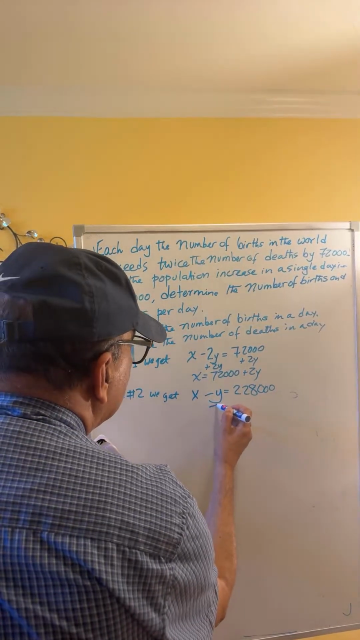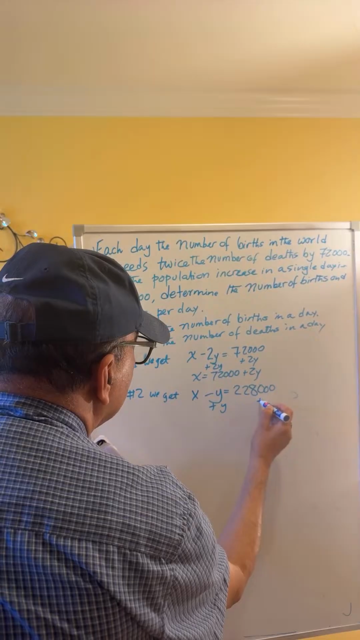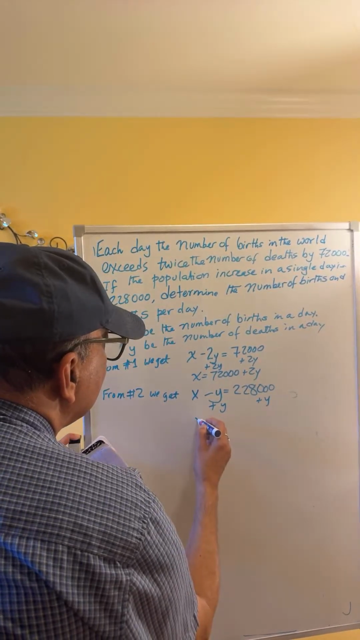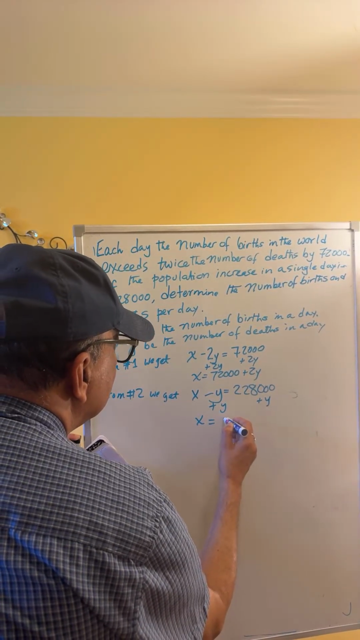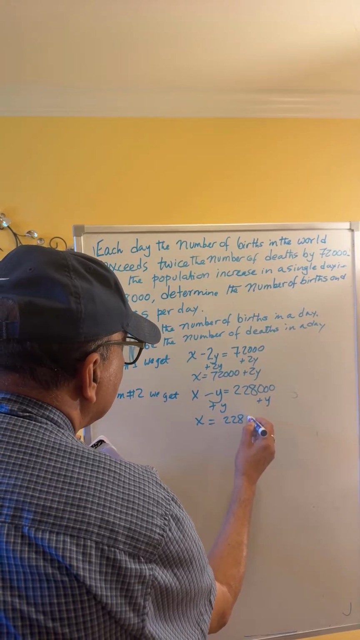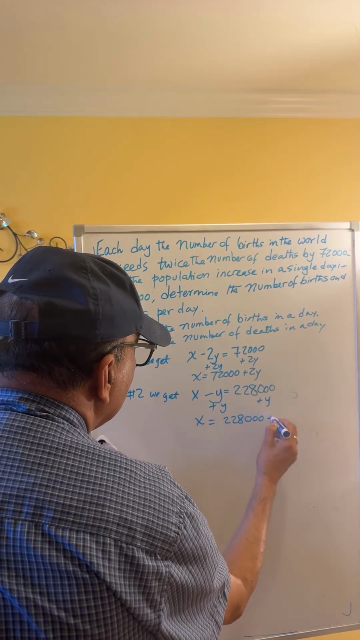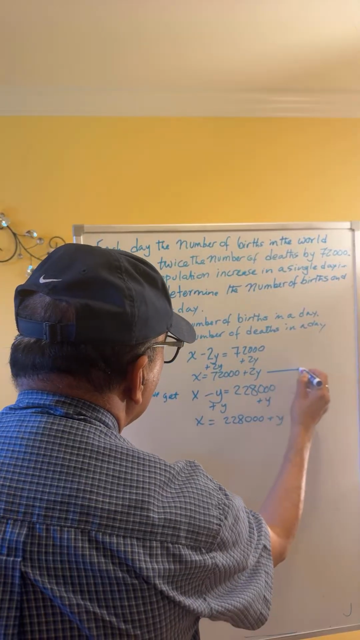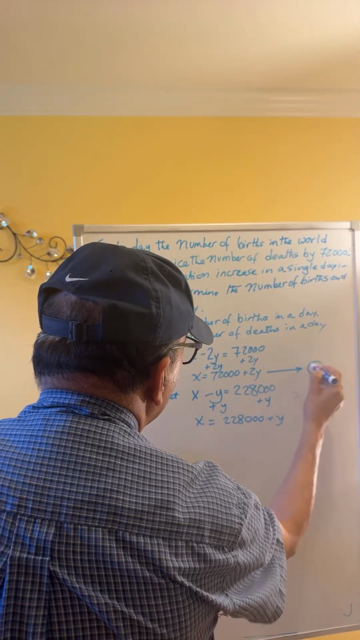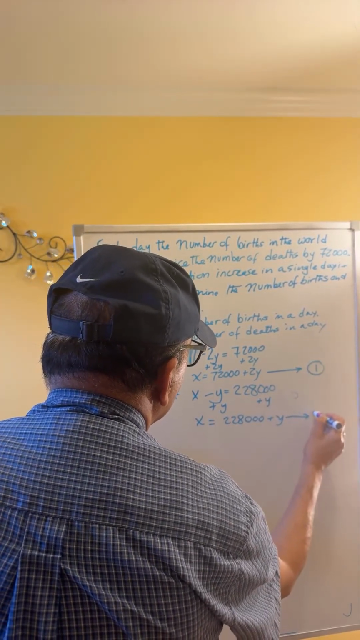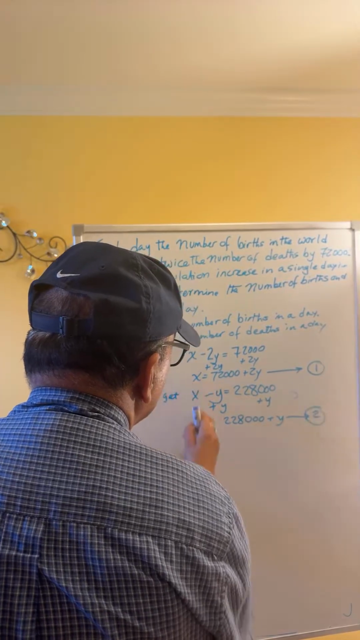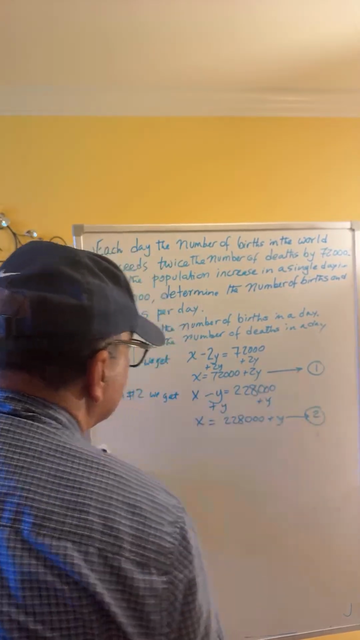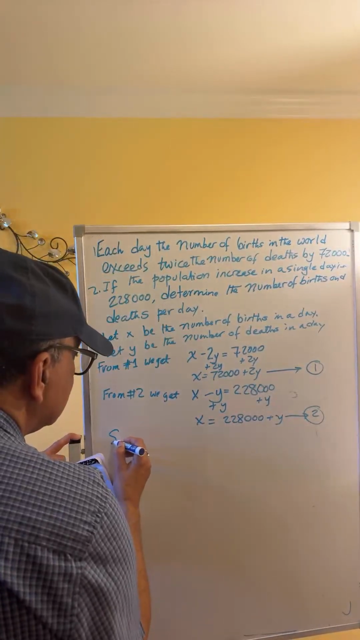Again, we can add Y on both sides. So X is equal to 228,000 plus Y. So we have one equation for X, another equation for X. Same X on the left hand side of both the equations.